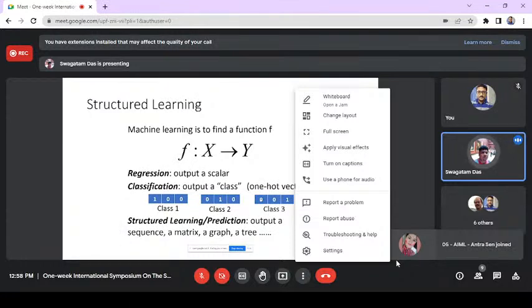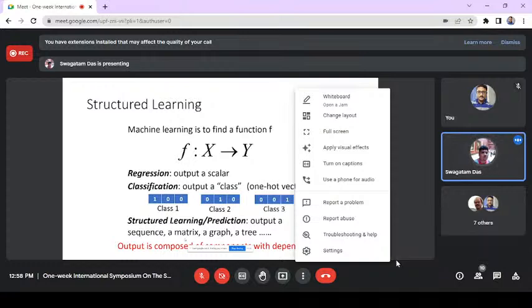Structured learning or prediction, this is the most important part where we are going. In that case, the output is a sequence, a matrix, a graph, or a tree. This is the most important part where modern machine learning comes, because nowadays the data is not merely composed of a vector of some features. Earlier we said, okay, we have an iris flower. Now the iris flower is a real object, like a rose flower. But the computer doesn't understand its fragrance or color or appearance.